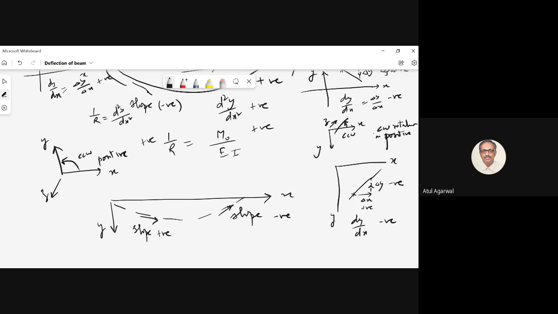So naturally, if clockwise rotation is positive, then the slope of the tangent, which makes a counterclockwise angle, has to be negative. So you have to understand this. This is a very fine point.